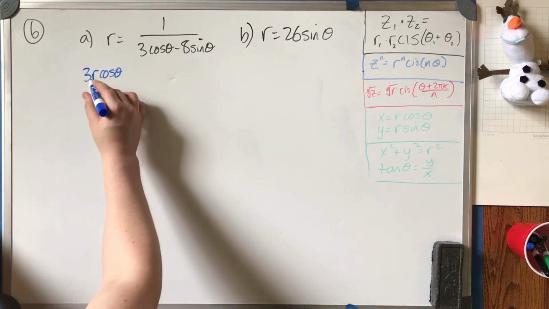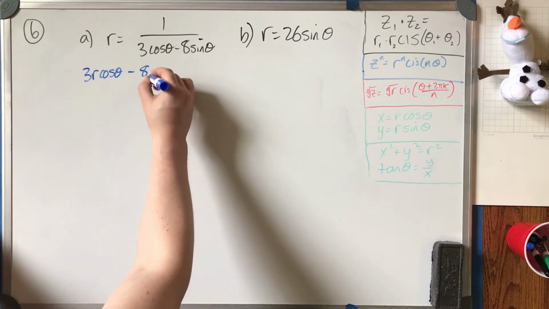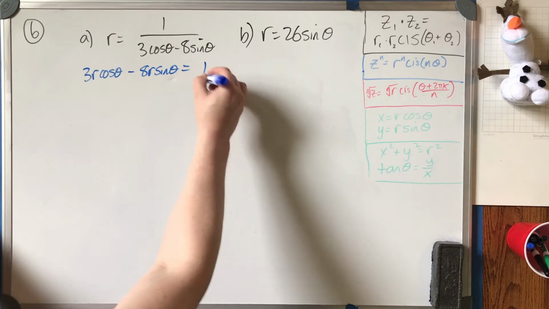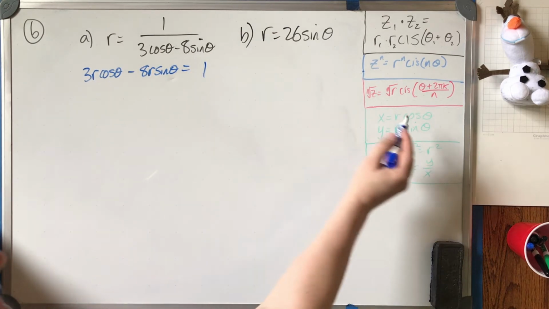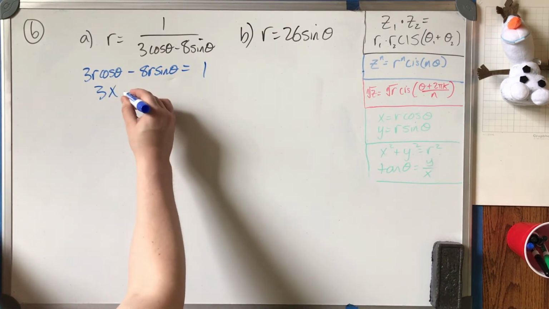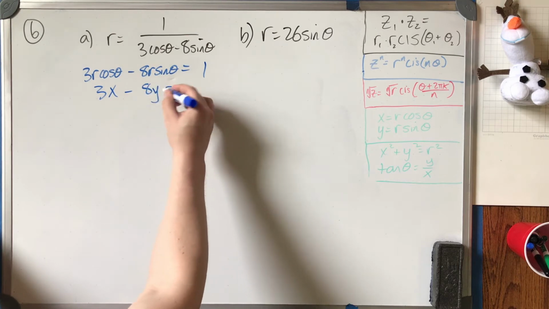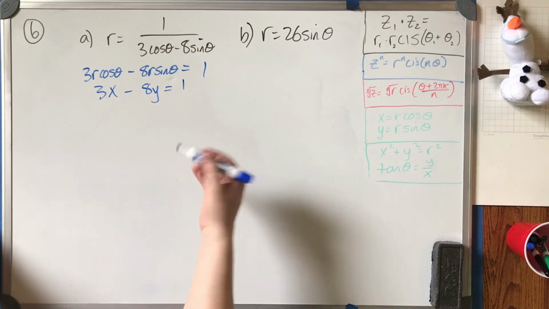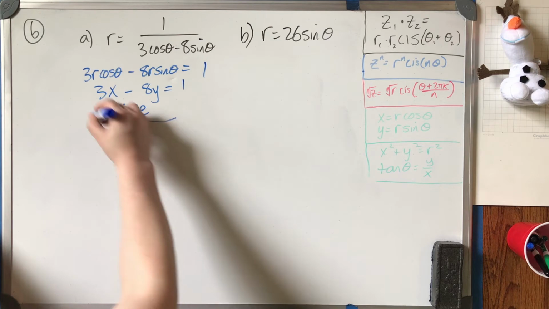So I'll get 3 times r cosine theta minus 8 times r sine theta, and that'll equal 1. R cosine theta is x, so this is really 3x. R sine theta is really y, so that's really a minus 8y equals 1. So I know that this is going to be a line.